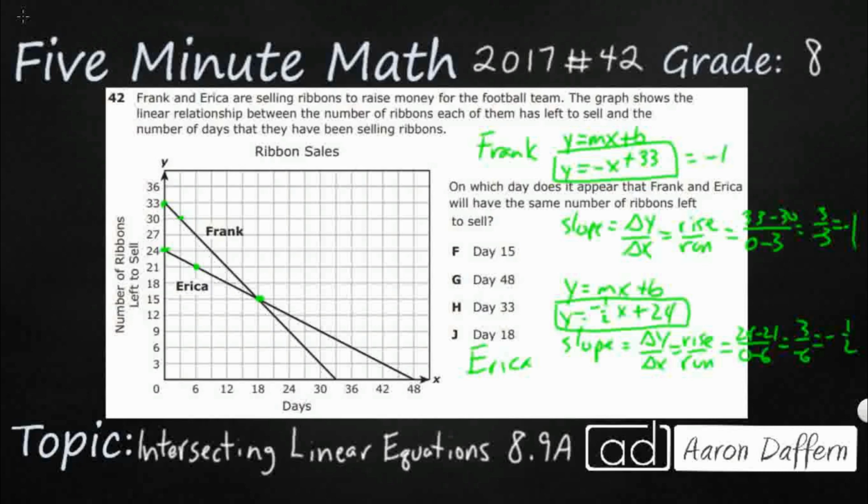So y equals negative, I'm going to substitute in that 18, plus 33. So y equals, okay, that's 15. And let's do that. y equals negative 1/2, and then my x is 18, plus 24. So that is going to be negative 9 plus 24, which equals 15. All right, so I proved it mathematically. My answer here is J.